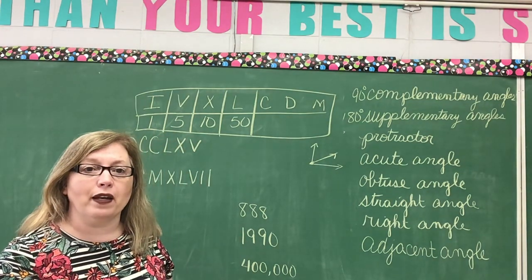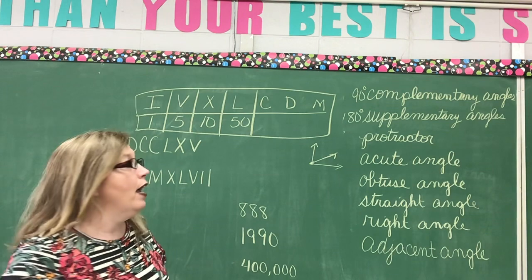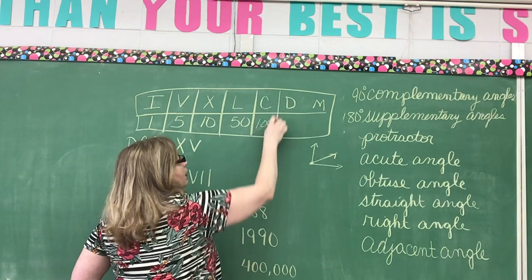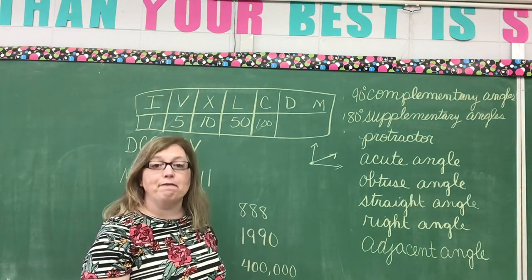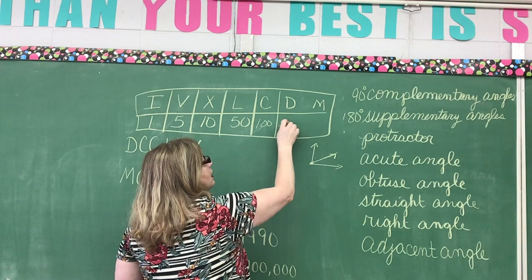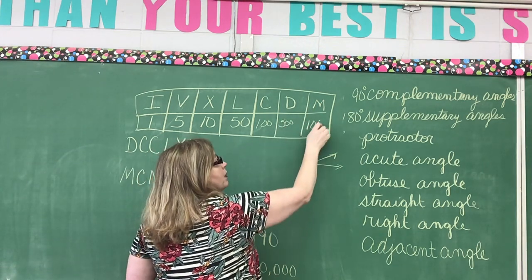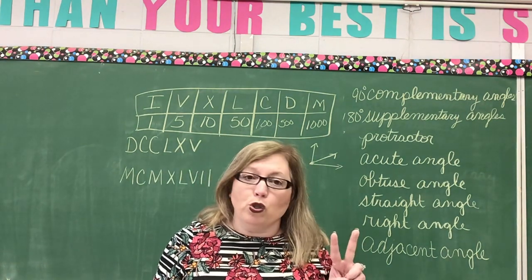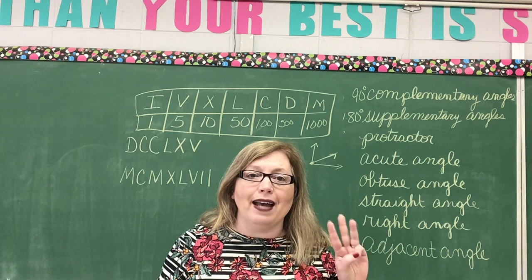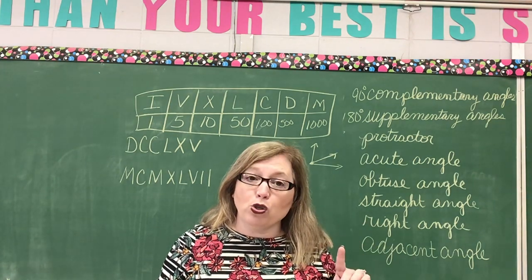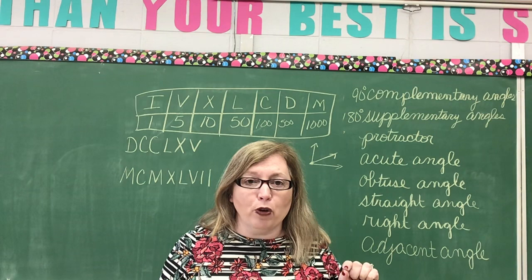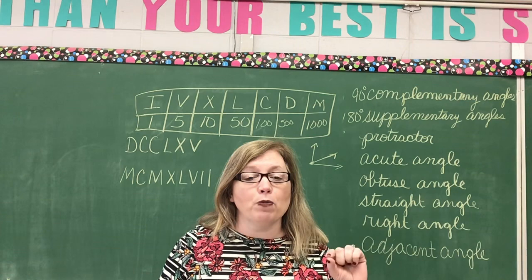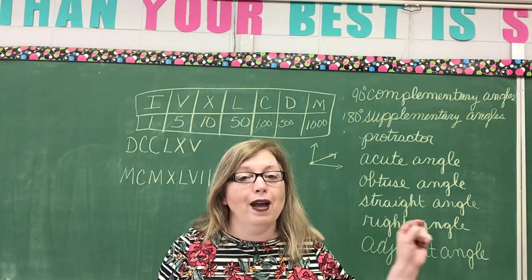Now let's look at the next one, the Roman numeral letter C. In Roman numerals, the letter C represents 100. The letter D represents 500. And the letter M equals 1,000. Now, we still have those 2 rules. You cannot put more than 3 of any one letter together. Also, if you put a smaller Roman numeral value in front of a larger one, you subtract. If you put a smaller value after a larger one, you add.